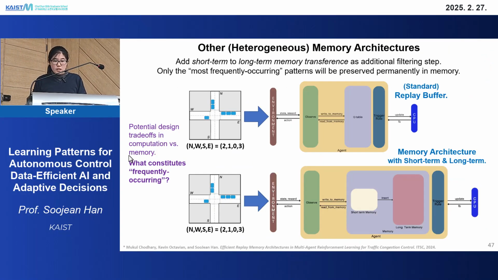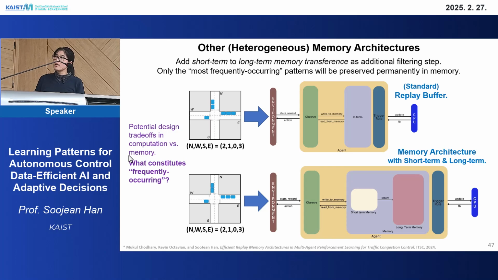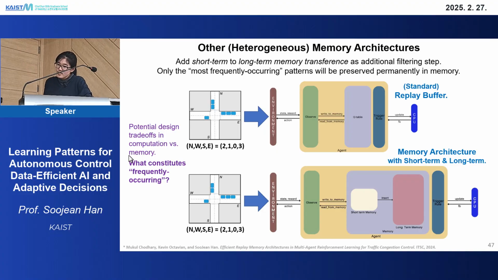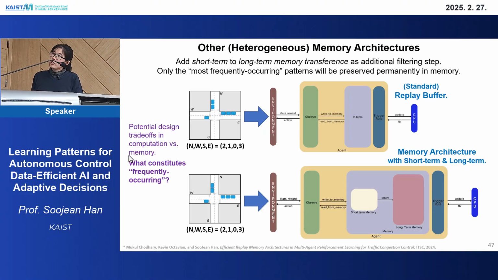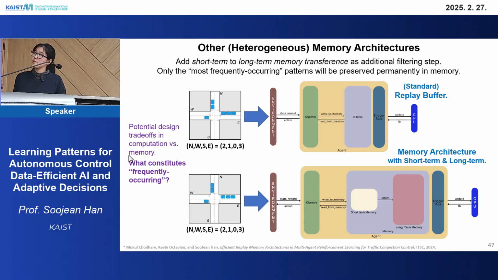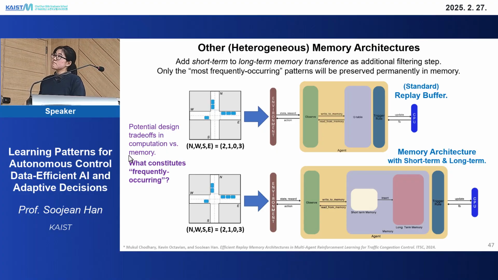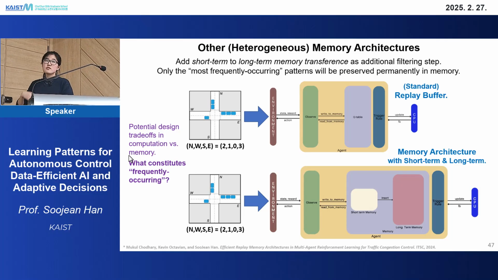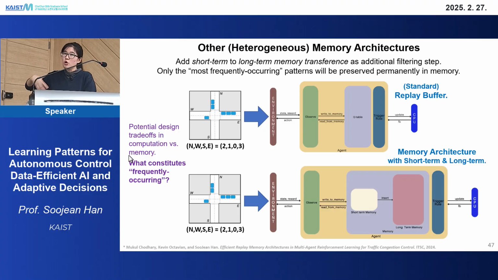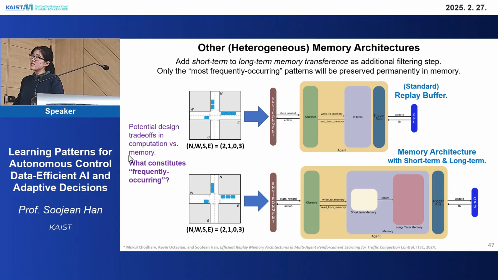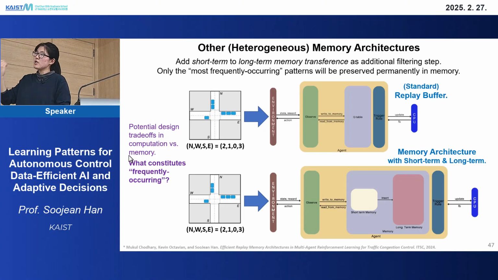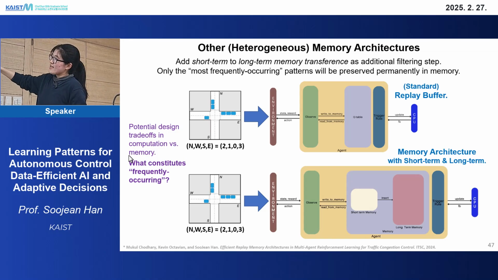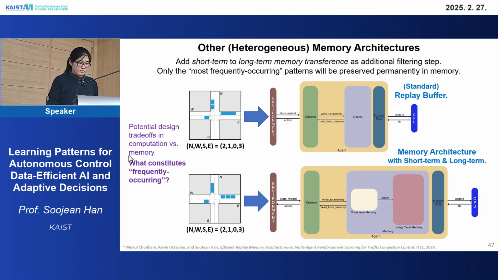Okay, so this kind of data structure modification can be taken further. We can add an additional filtering step inside the memory, inspired by short-term to long-term memory transference in the human brain. Because most frequently occurring patterns should be preserved permanently in memory. Just because something occurred twice doesn't mean that it's going to occur over and over again in the future. So really, is it worth using some of our memory to memorize that rare event? So this is addressed by adding this extra filtering step.